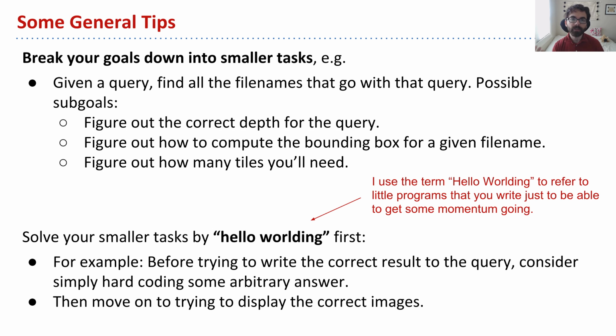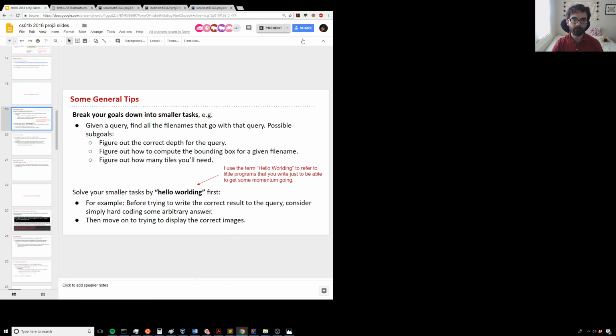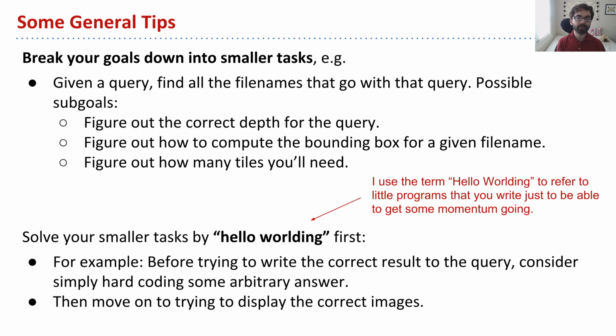But there are other sub-goals you might come up with, like, given a particular file name, what is the bounding box? That is, if I have a file name like d4xxy11, what are the upper left and bottom right coordinates of that box that bounds that image going to be? Now in File Display Demo, you can play around with it and gain a deep understanding of it and then write code that does it. And then the third example is, maybe it's useful to figure out how many tiles you need. Like if someone gives me a query, I can compute that I need 7 tiles wide by 4 tiles tall or whatever.